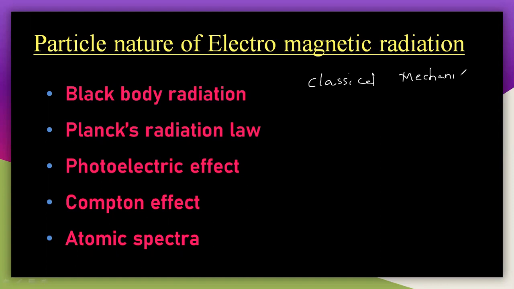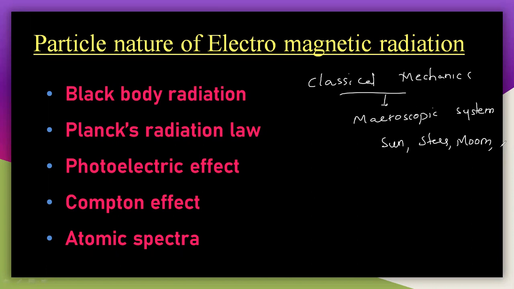So this classical mechanics is nothing but a study of certain objects which are macroscopic systems. A macroscopic system is nothing but very, very big particles like the sun, stars, moon, different asteroids, everything, the solar system. So they are very, very large systems, big particles. Whatever the equations, laws, theories, generalized formulas, everything is used in the classical mechanics.